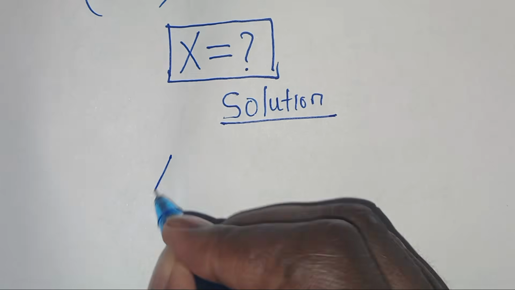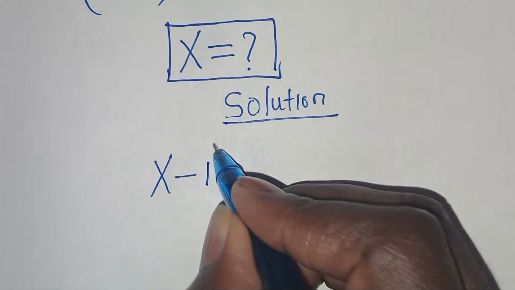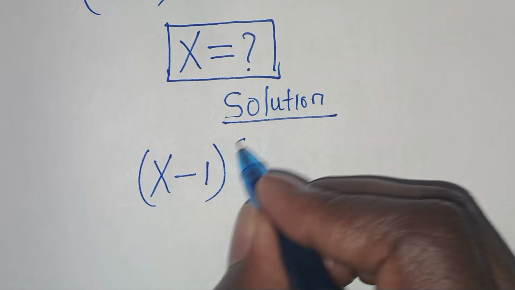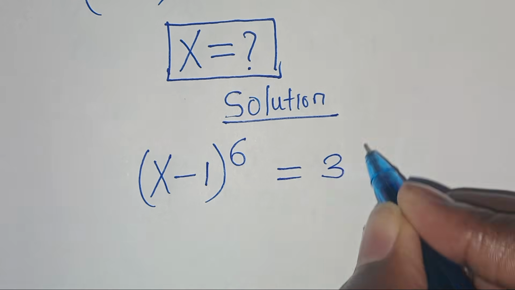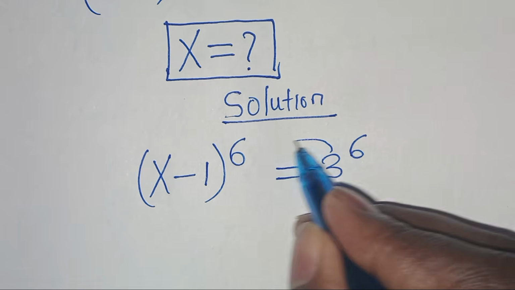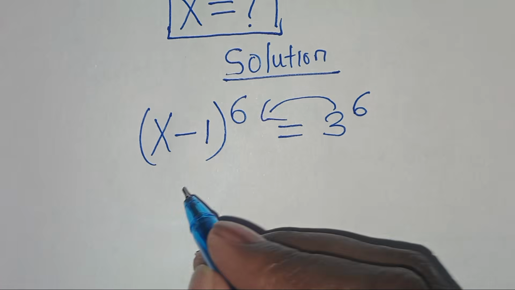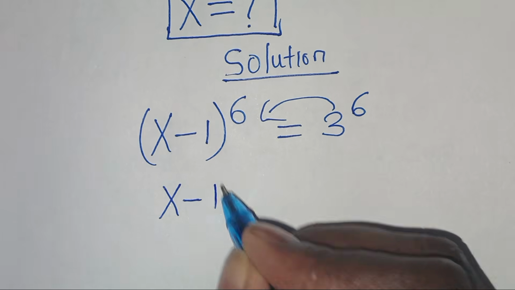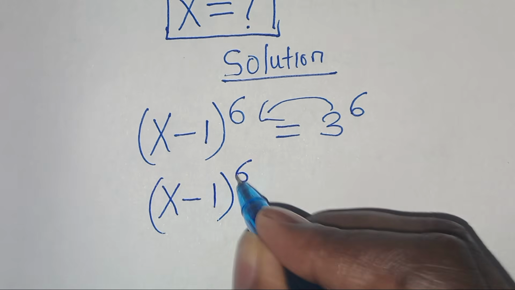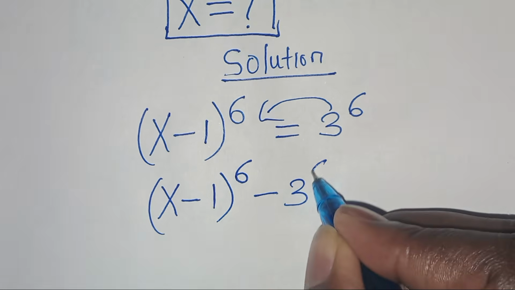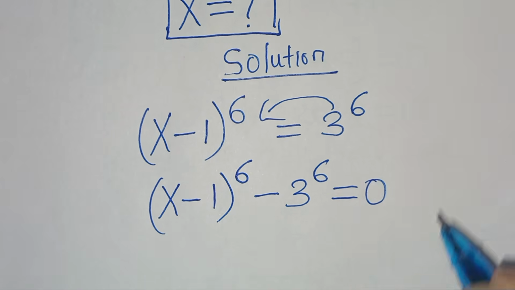So we have (x − 1)^6 = 3^6. Let's take 3^6 to the left hand side, so that we have (x − 1)^6 − 3^6 = 0.